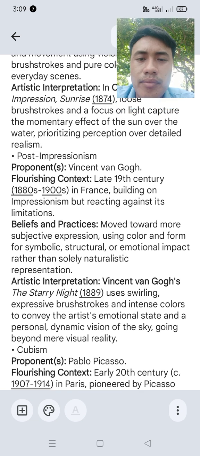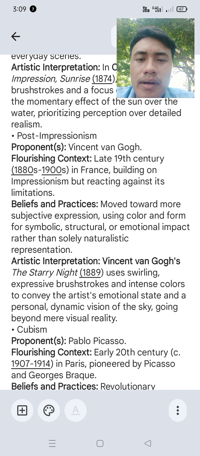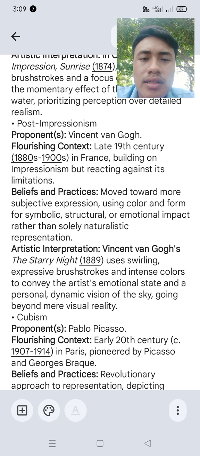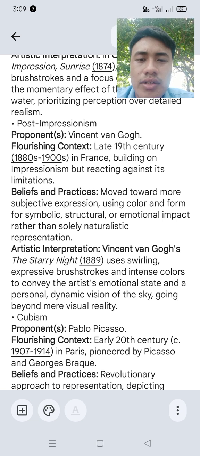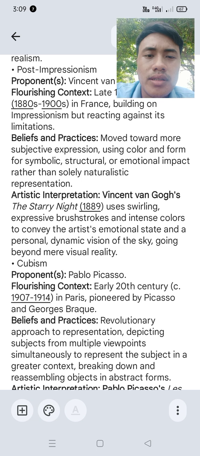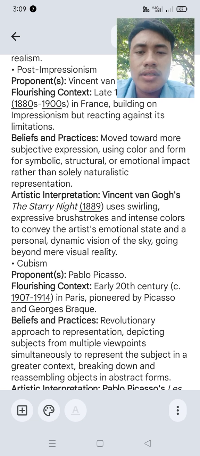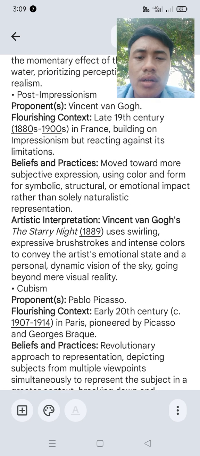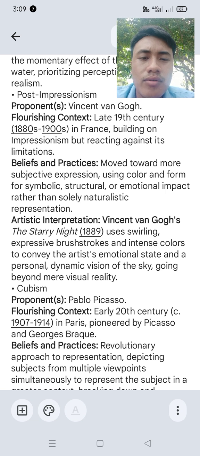Post-Impressionism. Proponents: Vincent van Gogh. Flourishing context: late 19th century, 1880s to 90s in France, building on Impressionism but reacting against its limitations. Beliefs and practices: move toward more subjective expression, using color and forms for symbolic, structural, or emotional impact rather than solely naturalistic representation.